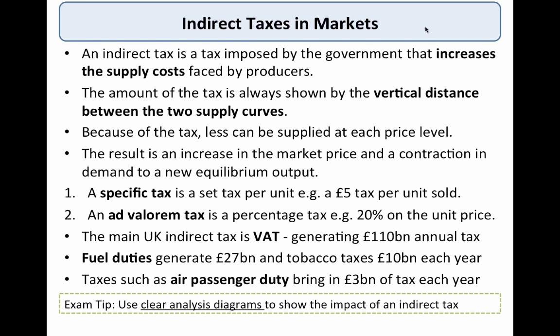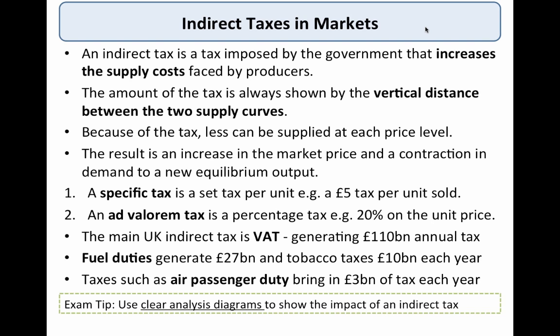Okay. So there are two main types of indirect tax. I'm sure you're familiar with this in revision, but let's just revise it anyway. First of all, there's something called a specific tax. And that is where the tax set is fixed per unit. So, for example, you might impose a £5 tax on the producer. That £5 is on every unit sold. Conversely, we could impose a percentage tax, an ad valorem tax. We could add 20%, for example, on the unit price of a good.